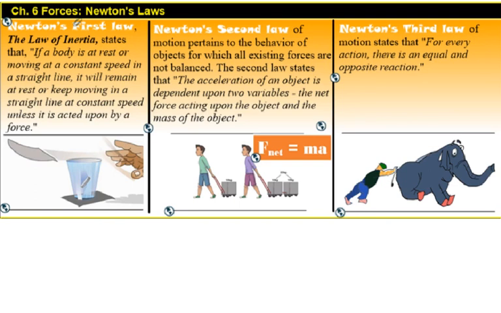So Newton's first law says that it's the law of inertia. The other name for Newton's first law is the law of inertia, and it says if the body is at rest or moving at a constant speed in a straight line, it will remain at rest or keep moving in a straight line at a constant speed unless it is acted upon by a force. So if you can imagine in space, you kick a pebble, and the pebble will keep going on and on with that initial velocity, and will never change its velocity until a force is acting on it.